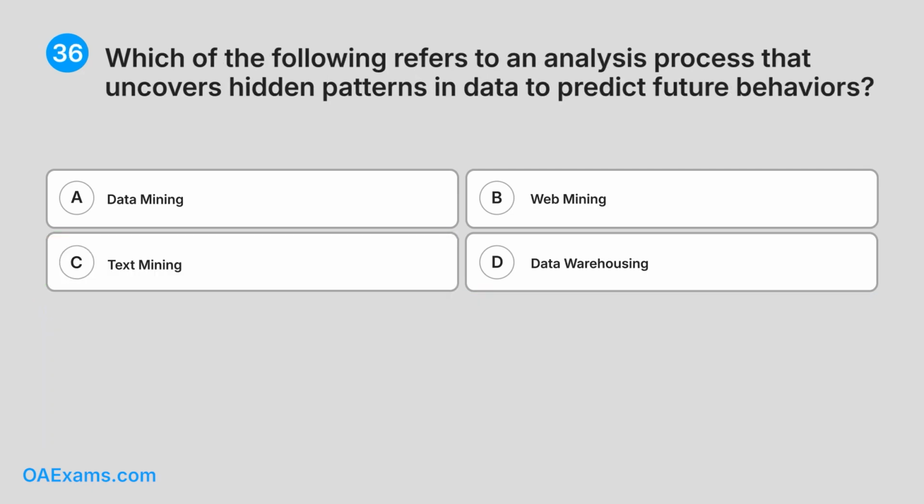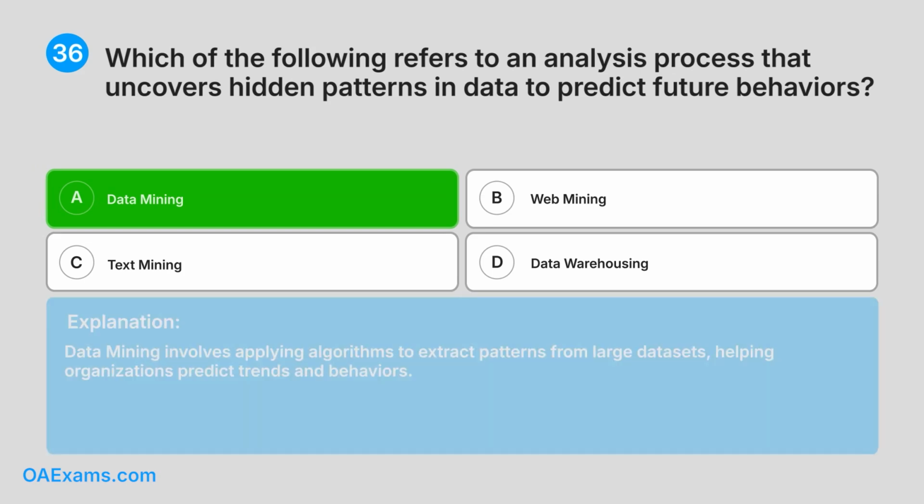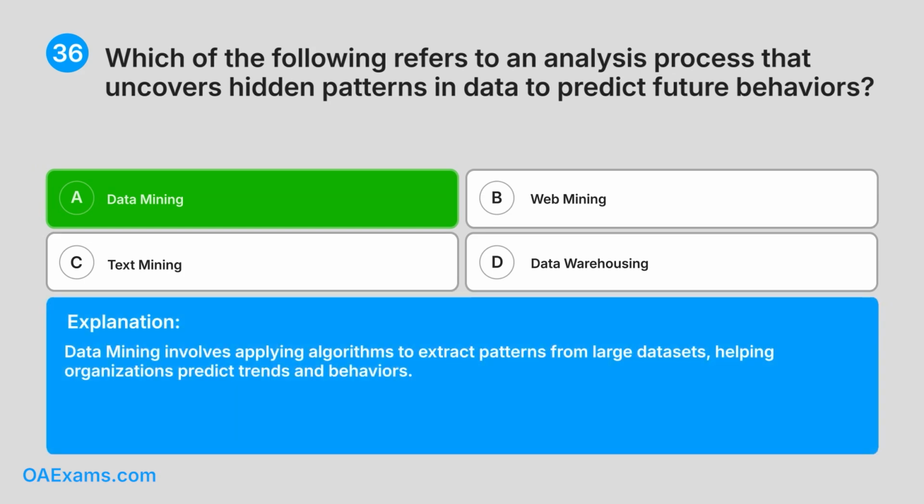36. Which of the following refers to an analysis process that uncovers hidden patterns in data to predict future behaviors? A. Data mining. B. Web mining. C. Text mining. D. Data warehousing. What do you think is the answer? Correct answer: A. Data mining. Explanation: Data mining involves applying algorithms to extract patterns from large datasets, helping organizations predict trends and behaviors.